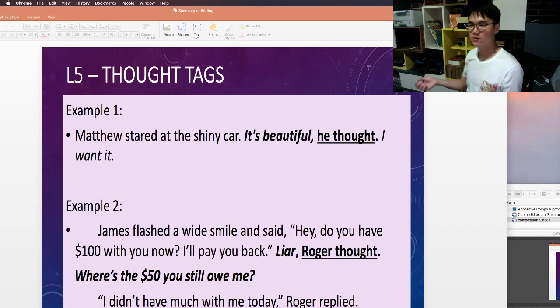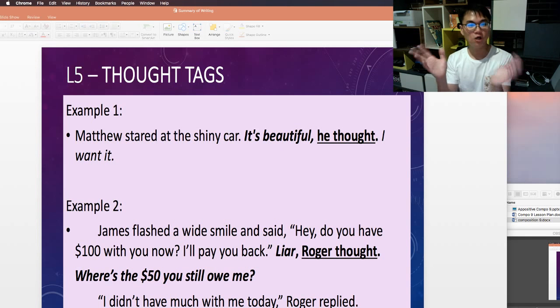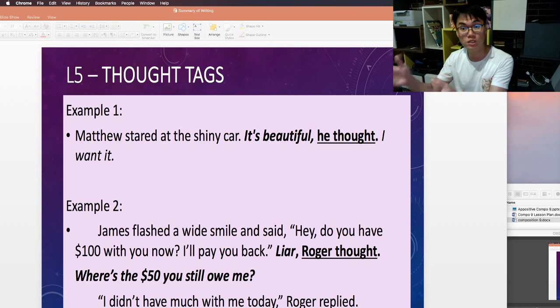Okay, so in this case, your character is Megan, and the thought tag is she thought. If your character is John, then your thought tag would be he thought. If your character is the children, then your thought tag would be they thought. Okay? So it's very simple. Just tag on he thought, she thought, they thought, we thought at the end of your thought to show that it's a thought. Simple as that.